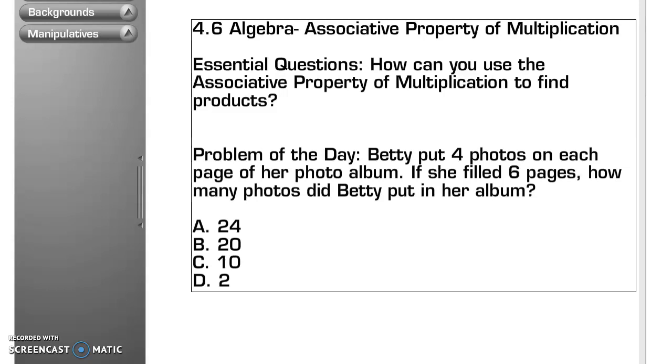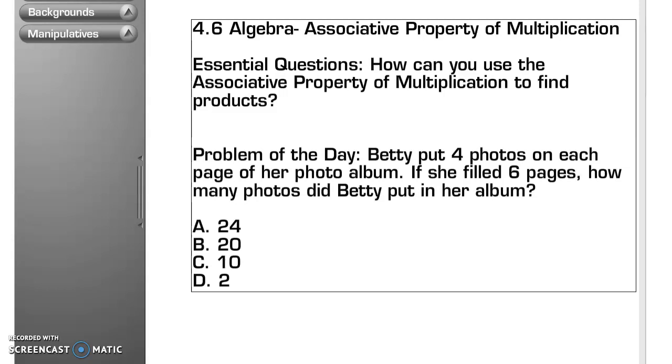Well, I know using the cubes method that I have numbers 4 and 6, so I would circle those. I'd underline the question, which is how many photos did Betty put in her album, and I would box the clue words, how many. And so now I know that this is either repeated addition or multiplication. So I could do 6 plus 6 plus 6 plus 6, or I could do 6 times 4, and both equal 24. So repeated addition or multiplication. So my answer is A.